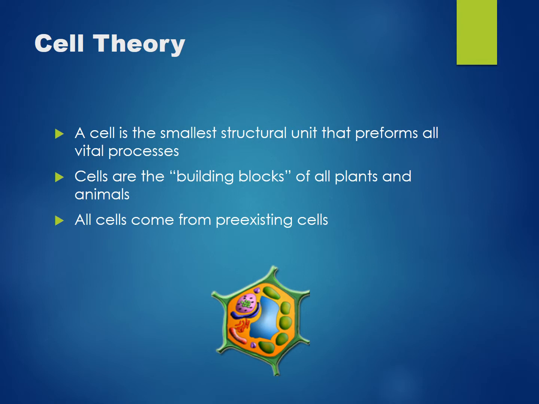Cell theory contains three main points. They are: a cell is the smallest structural unit that performs all vital processes. Cells are the building blocks of all plants and animals. And all cells come from pre-existing cells.